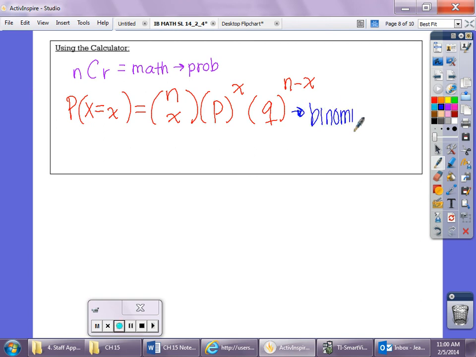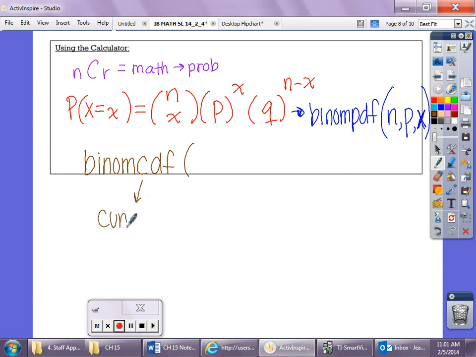Binom PDF will find the probability of an exact amount of successes. So you will put inside the command how many trials, the probability of getting a success, and then whatever the number of successes are. And then press enter. It'll actually just give you the value. Now, there is one other calculator function. You'll find binom CDF, and this is a cumulative.